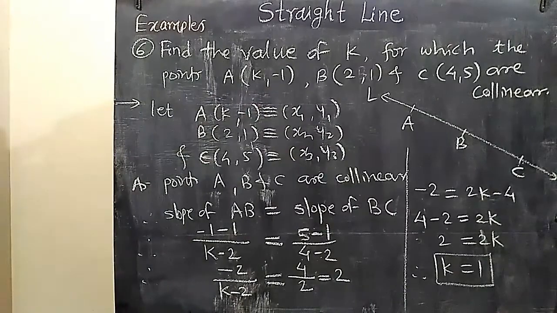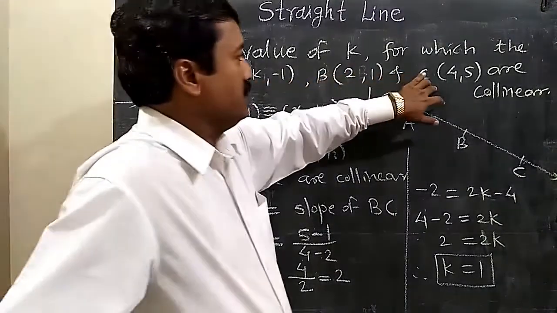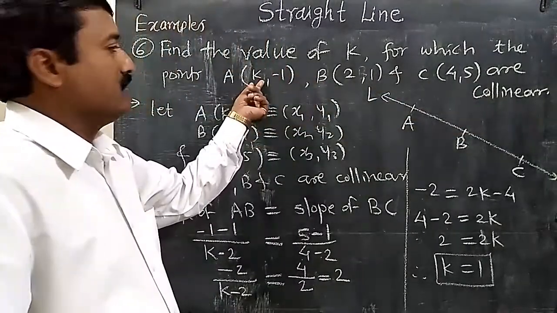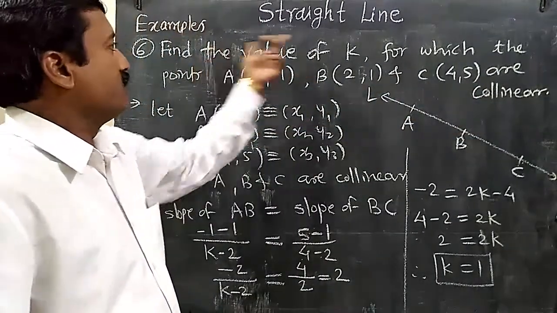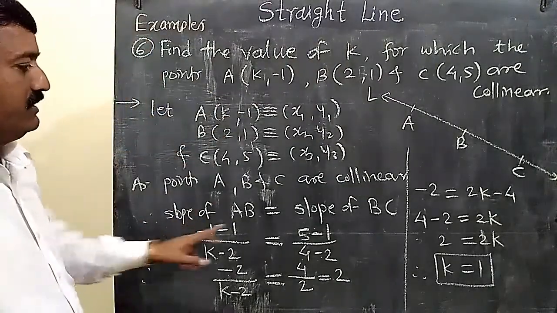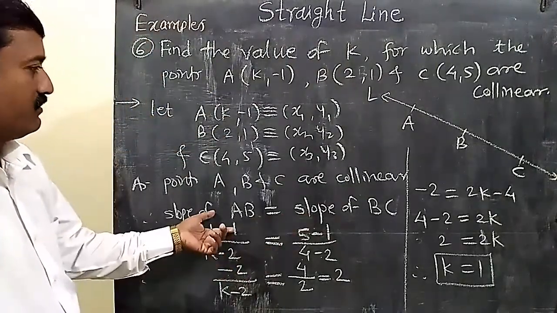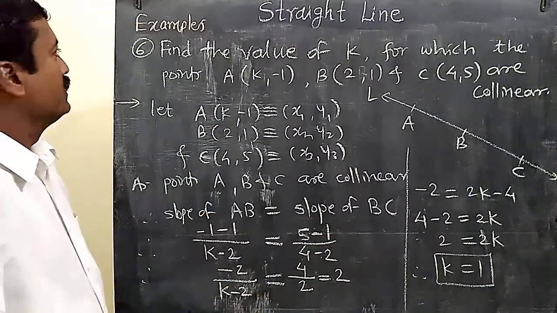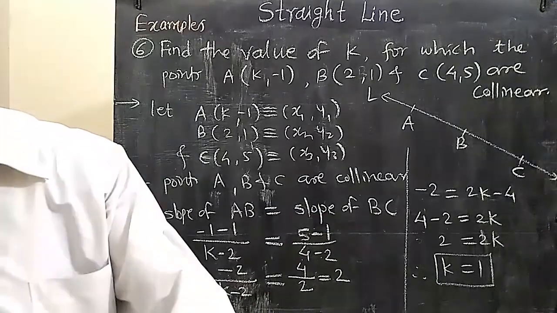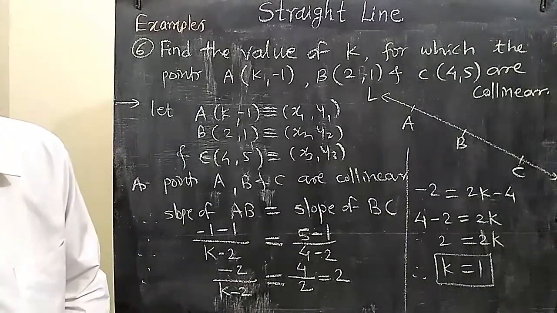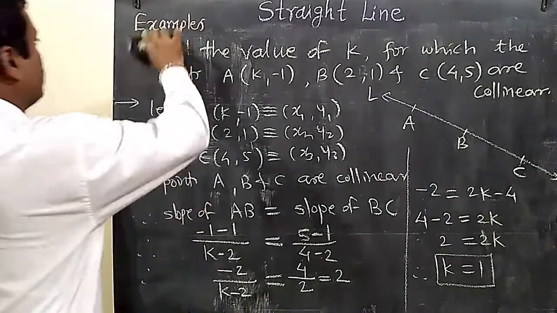Is it okay? In this example, these 3 points A, B, C are given collinear. In these 3 points, one coordinate is unknown that we have to find. For that, as A, B, C are collinear, the slope of AB is equal to the slope of BC. Use the formula for slope and just simplify, you will get the unknown k. Okay, let us move towards the next type of example. Example number 7.